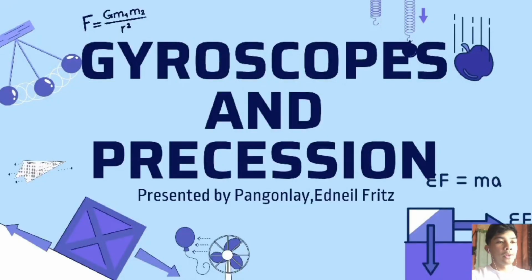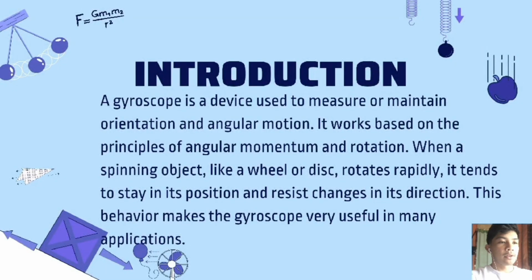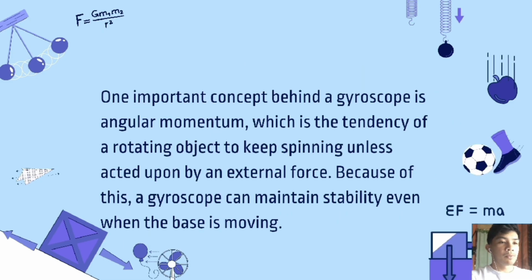Good day everyone. Today I will discuss gyroscope and precession. First, let's define what is gyroscope. A gyroscope is a device used to measure or maintain orientation and angular motion. It works based on the principle of angular momentum. When an object like a wheel or disc spins rapidly, it tends to stay in its current position and resist change in direction. In simple terms, if we spin it, it is difficult to move or turn.